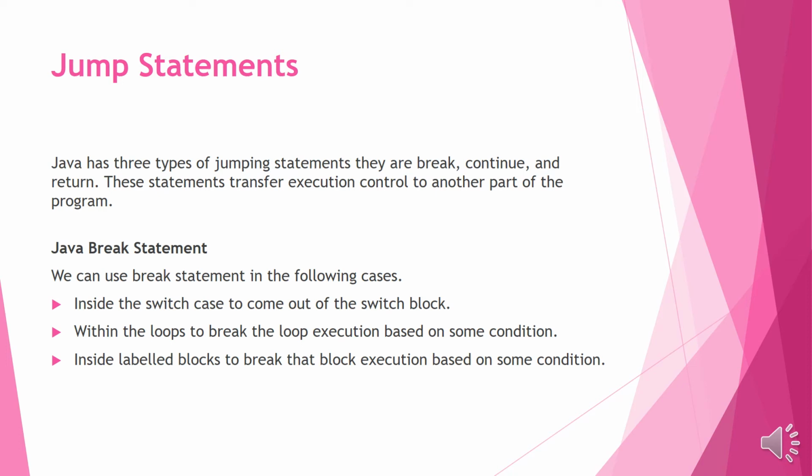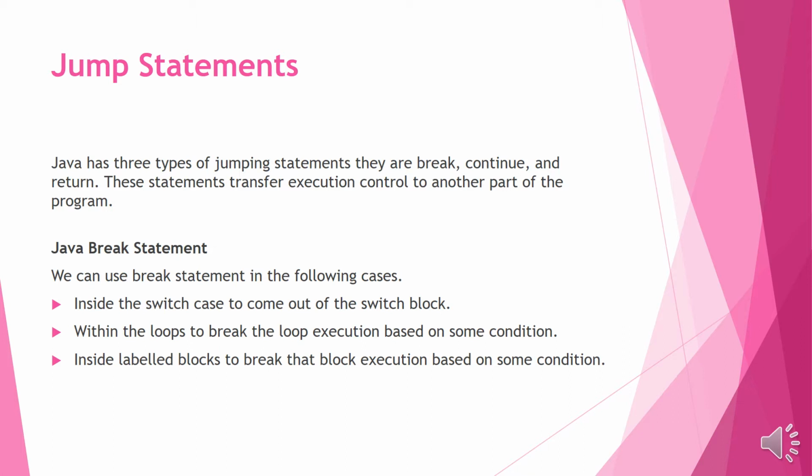We are going to see about jump statements. In Java we have three types of jumping statements. They are break, continue and return. These statements transfer execution control to another part of the program.